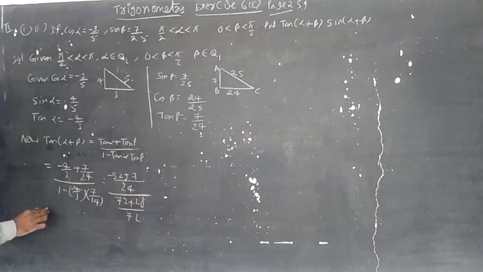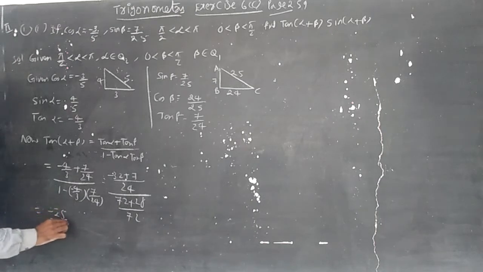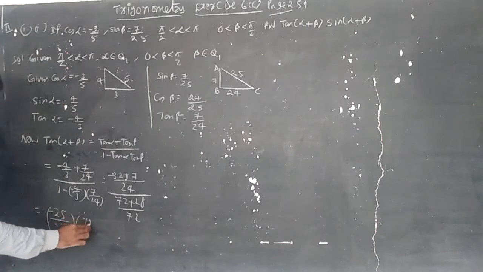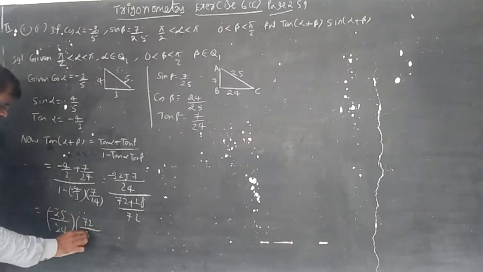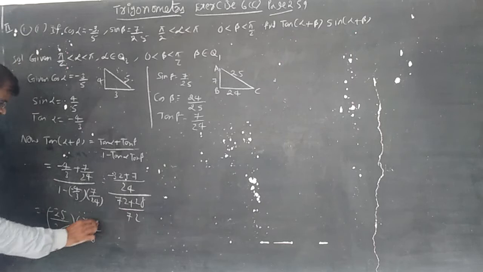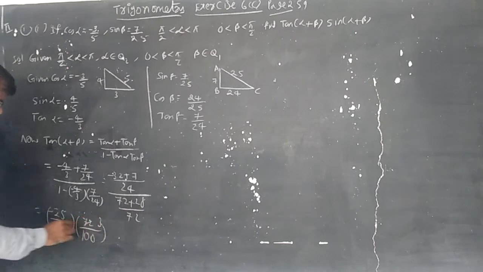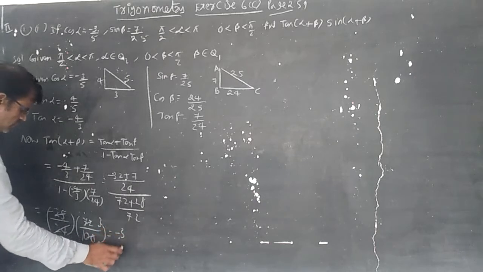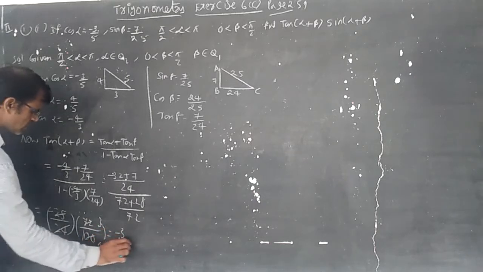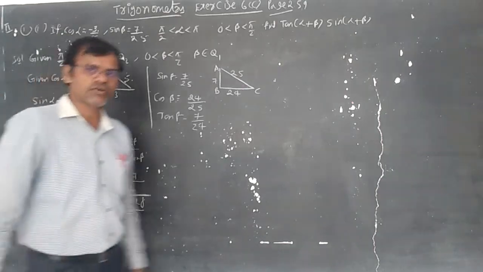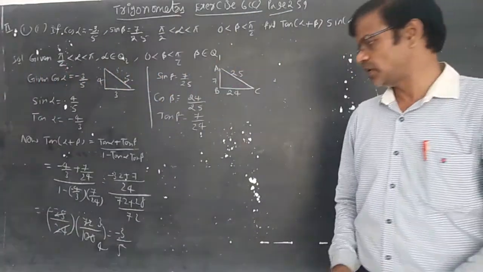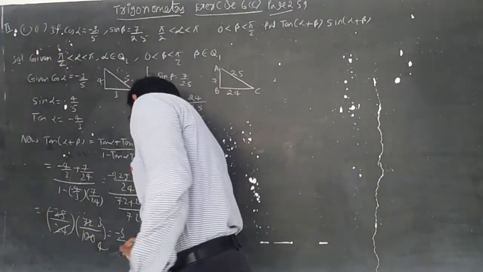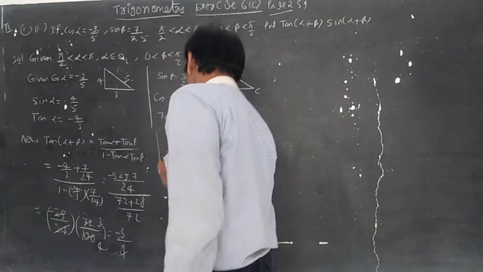So that is equal to, here 7 minus 32 plus 7 becomes minus 25. Minus 25 by 24 into the fraction will be reversed, 72 by this is 100. So 24 will divide 72 3 times, and 25 will divide 100 4 times. So the answer of tan of alpha plus beta is minus 3 by 4.